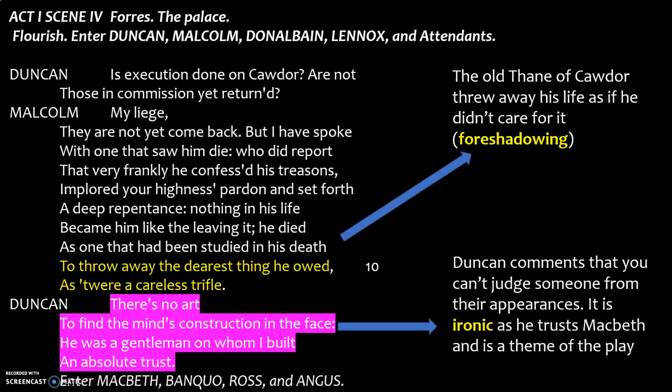Act 1, Scene 4 at the top there. Forres, so we're in a place in Scotland, at the palace. Enter Duncan, Malcolm, Donalbain, Lennox. There are other attendants as well. Duncan asks whether the execution has been done on Cawdor, meaning the old Thane of Cawdor. And Malcolm replies to him, describing how the old Thane of Cawdor has acted, but particularly the bit that I've highlighted with the first arrow there.